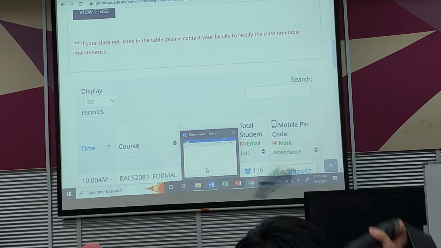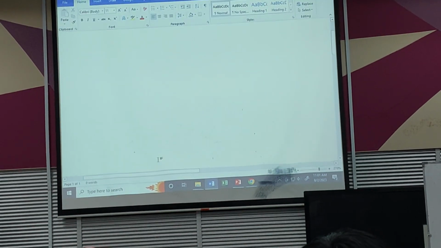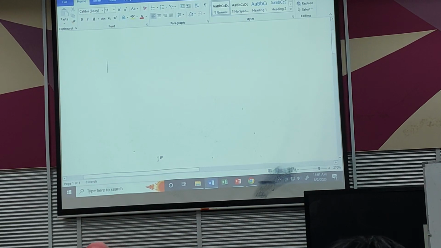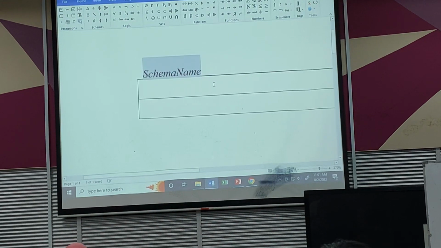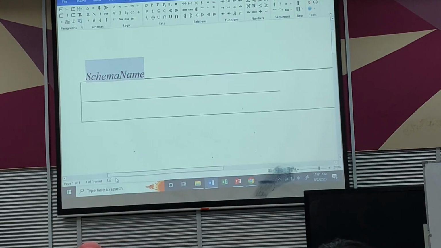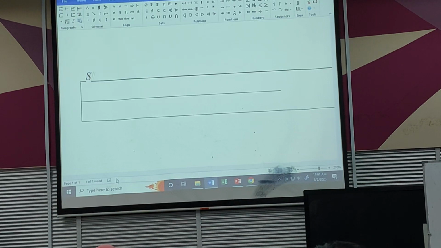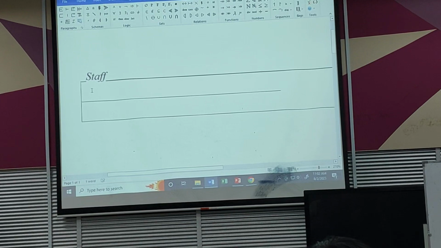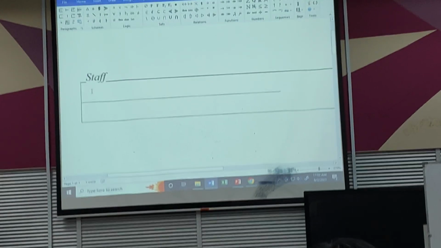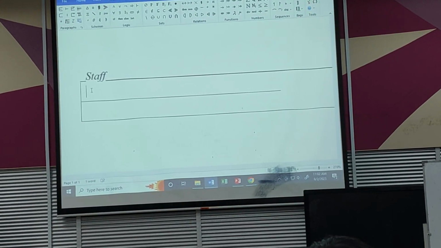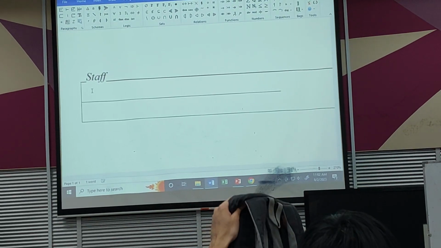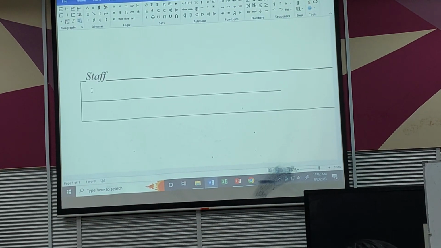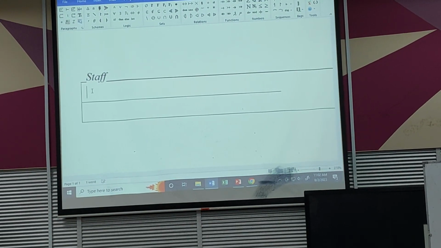Okay, let's proceed. Let me show you in Microsoft Word first. Last week you should already have done your state space schema. Let's say your state space is called staff, for example. There may be what you did. My suggestion is for you to find one primary key from your record. Let's say staff ID is the primary key.